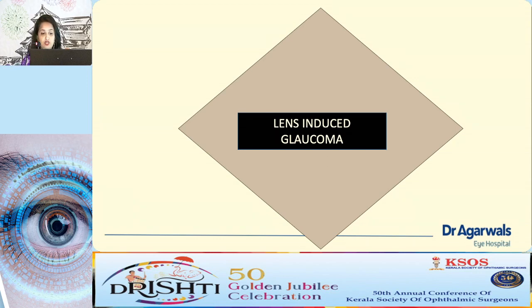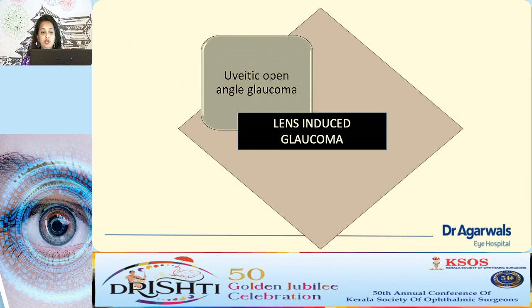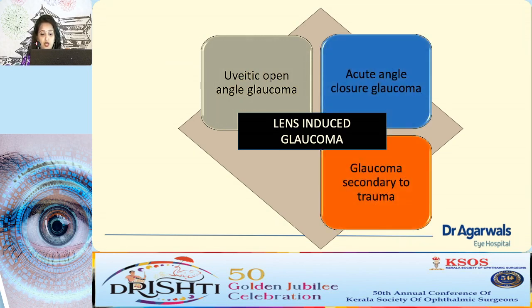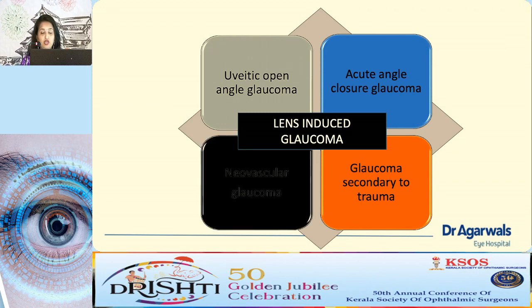Once we come to the conclusion that this is a lens-induced glaucoma, some of the other causes for raised IOP should also be kept in mind, and that could be a uveitic open angle glaucoma, acute angle closure glaucoma, glaucoma secondary to trauma, or a neovascular glaucoma. In case of uveitis, definitely we are going to find keratic precipitates. The list of causes for acute angle closure has already been mentioned previously. In neovascular glaucoma, it is very important to notice the new vessels seen in the iris or at the angle, and history of trauma also helps us to point towards glaucoma secondary to trauma.